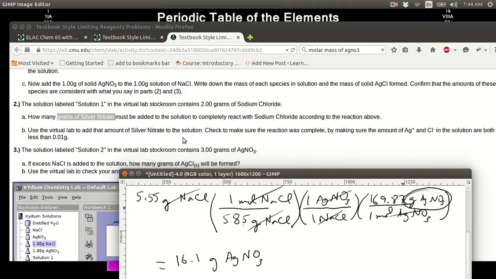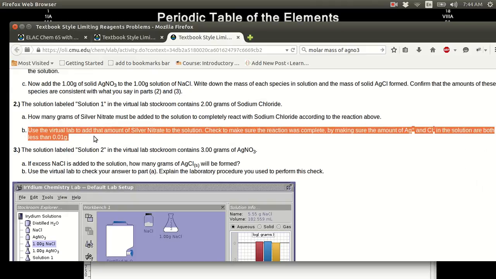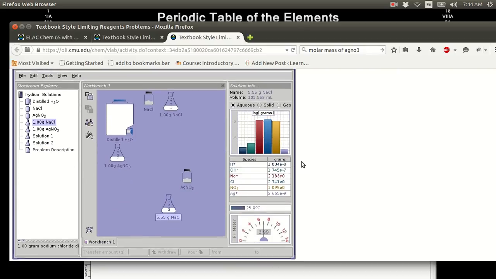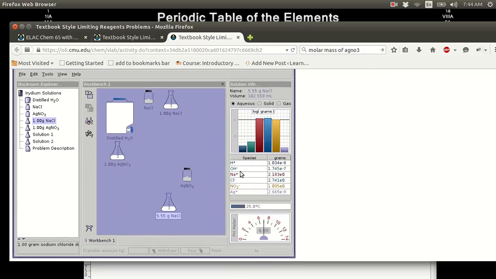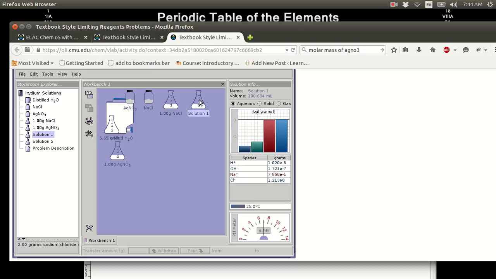Your answer will be different. And then in 2B, you must use the virtual lab to verify that. Okay? Let me do that. Let me do my version of this. So I'm going to get my solution number 1. Okay, get rid of these. So solution number 1 contains 2 grams of sodium chloride.